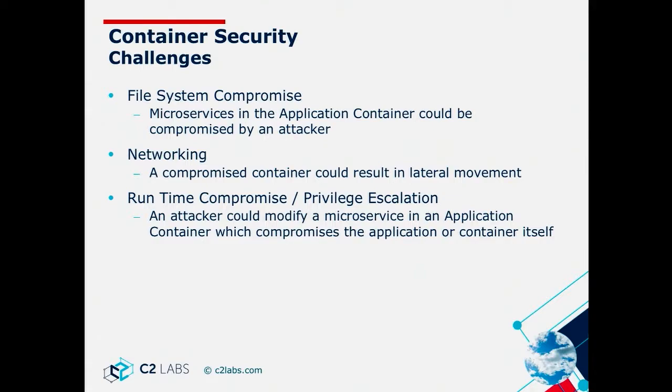Which leads us to networking. A compromised container could lead to that lateral movement, north, south, east, or west, right? And then the runtime compromise or privilege escalation, where an attacker can modify that microservice in the container, which compromises the application or the container itself.